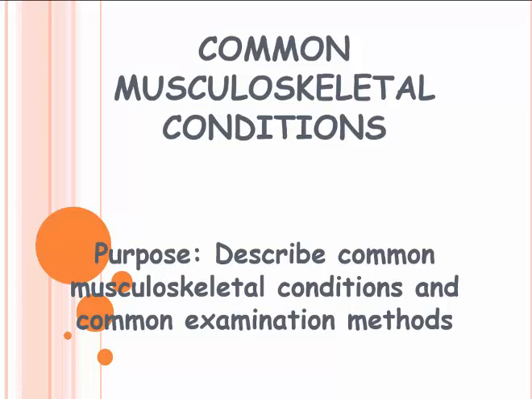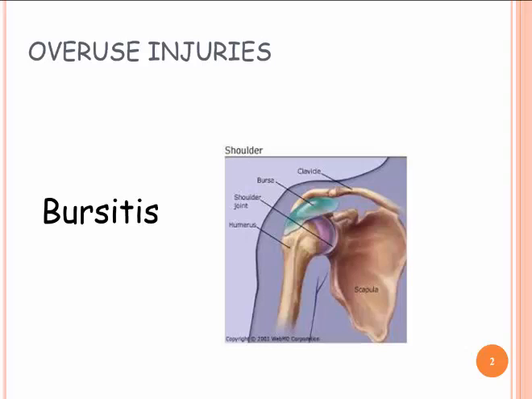Now let's look at common musculoskeletal conditions and common examination methods used with these conditions. The first category of musculoskeletal injuries we will examine are overuse injuries. The mechanism of injury for these types of injuries is repetitive motion or overuse.